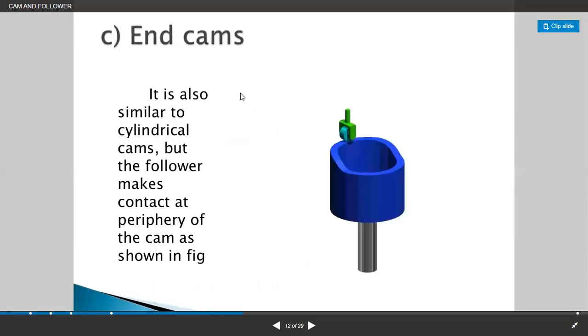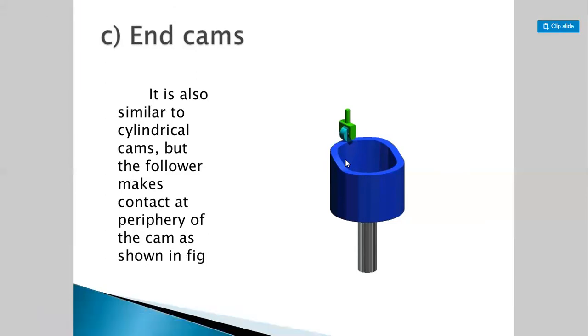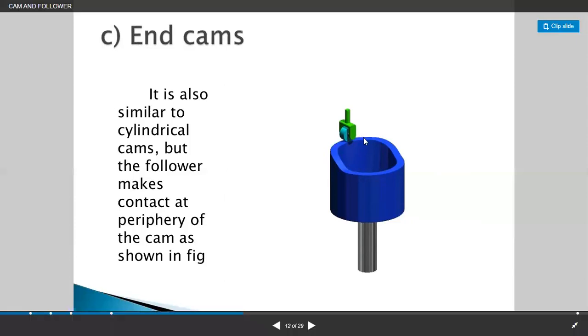End cams. It is also similar to the cylindrical cam, but the follower makes contact at the periphery of the cam, as shown in the figure. This is the end cam. An end cam is one kind of cylinder, a hollow cylinder having less thickness, where the follower rests on the periphery of the cam.